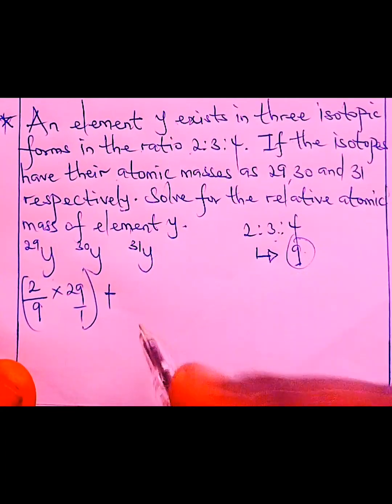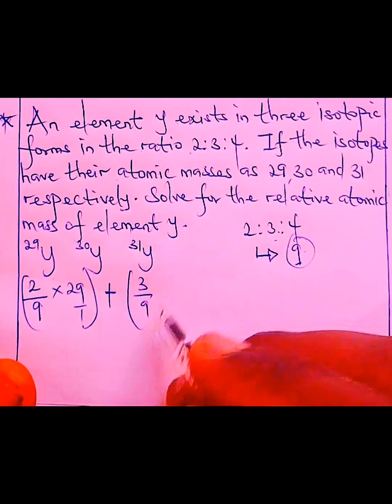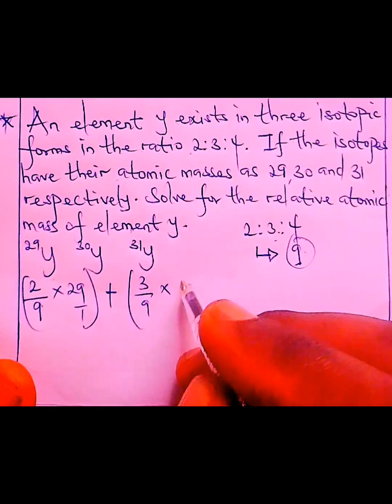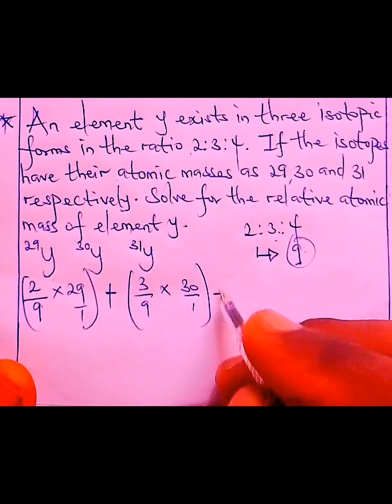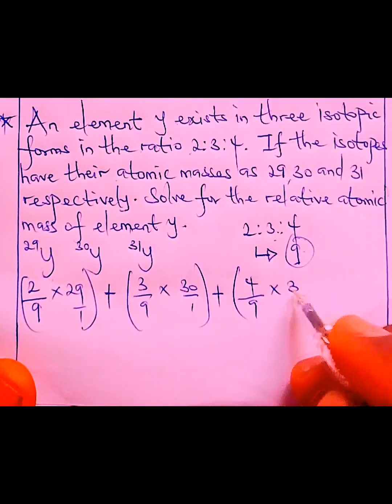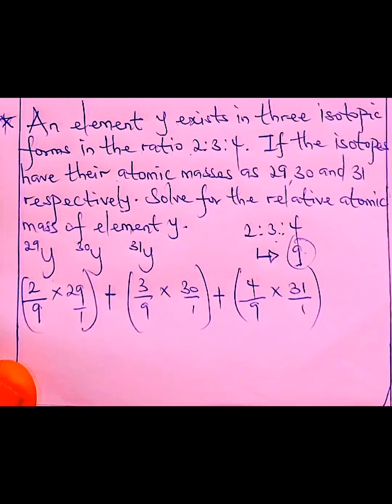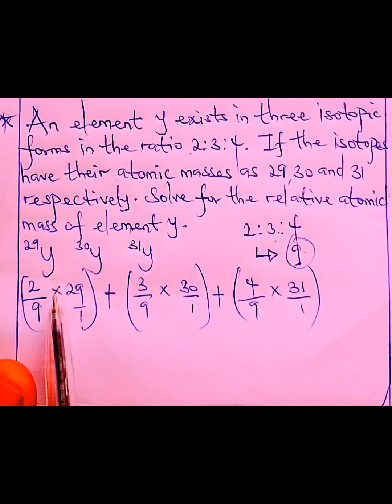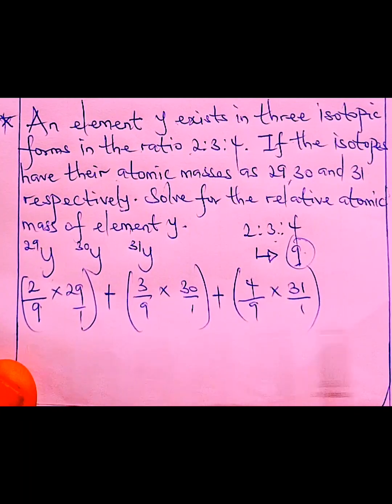Then the second one is going to be 3 over 9 times, what do we have there? 3 over 9 times 30 over 1. So the last one is going to be 4 over 9 times 31 over 1. As simple as that. So we're going to get each of the partial atomic mass units for each of those isotopes. By the time we're done, we add up all of them. Then we end up getting our relative atomic mass, as easy as that.